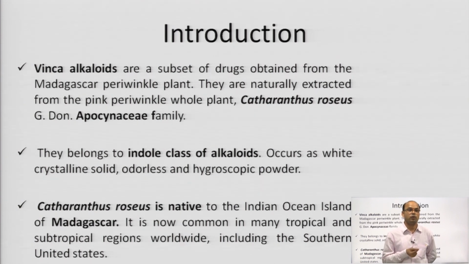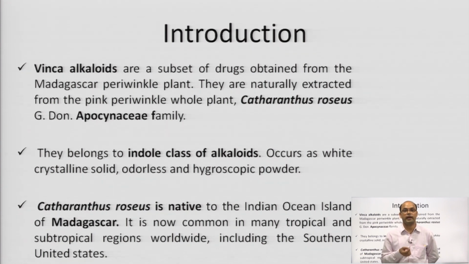Chemically, if you look at the structure, we have seen the two basic catharanthine and vindoline nucleuses. Here we can classify it in the indole class of alkaloids. Physically, the alkaloid occurs in the form of a white crystalline solid. It is odorless, not having any odor, and it is a hygroscopic powder. Hygroscopic means it absorbs moisture from the atmosphere.